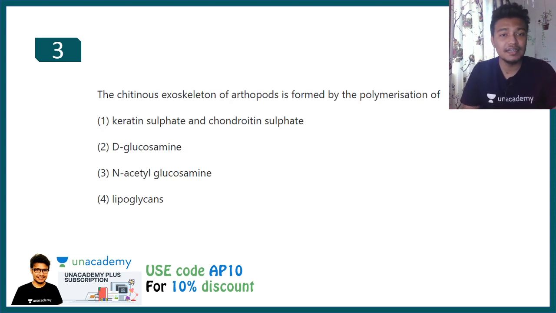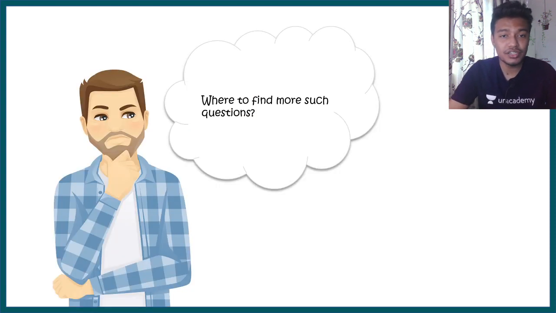Third question says the chitinous exoskeleton of arthropod is formed by polymerization of keratin sulfate, chondroitin sulfate, D-glucosamine, N-acetylglucosamine, or lipoglycans. So let me tell you, the correct option here would be option 3, right? The chitinous exoskeleton, which is basically made up of chitin, is actually a polymer of N-acetylglucosamine. And this question has been asked in many tests, many examinations. This is important.